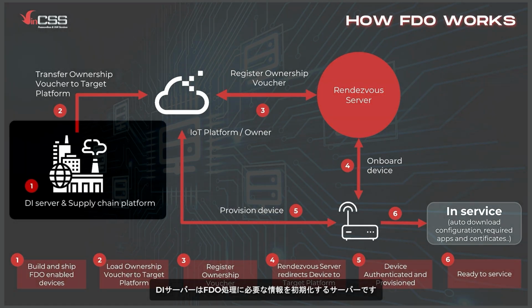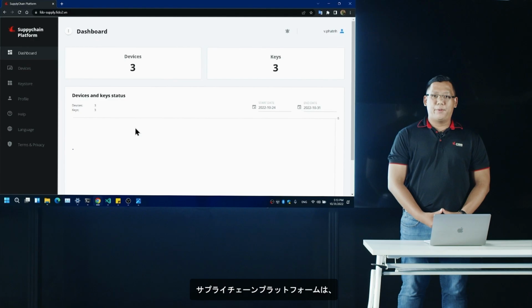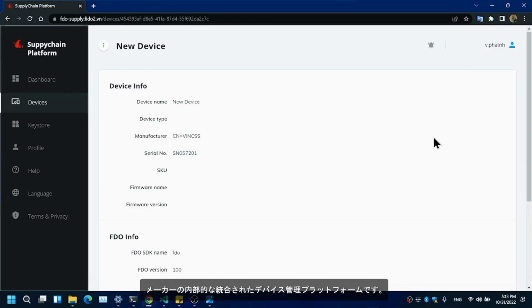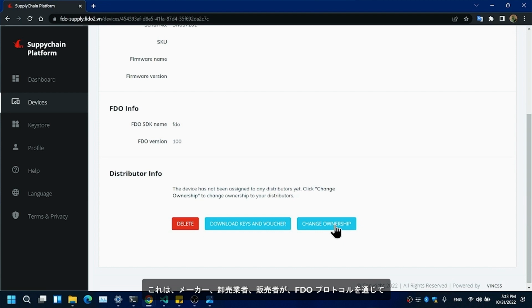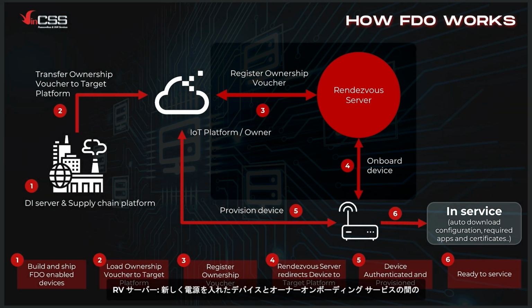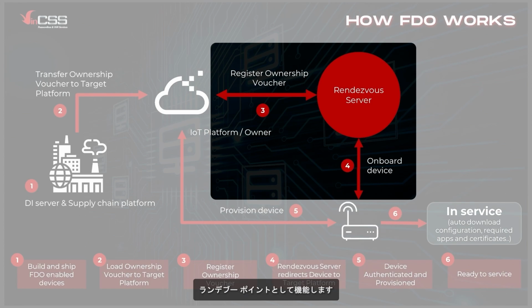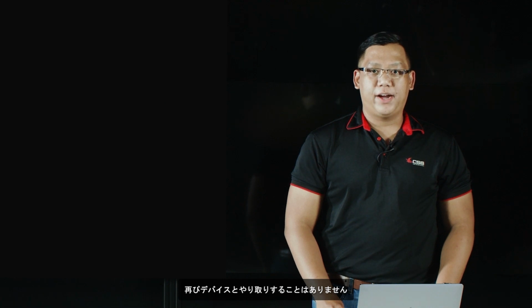DI server is a server which initializes necessary information for the FDO process. Supply chain platform is an internally built-in device management platform for manufacturers. It is a web user interface for manufacturers, distributors, and sellers to manage devices which are initialized via FDO protocol, store ownership vouchers, and extend such device ownership to other users. RV server acts as a rendezvous point between the newly powered on device and the owner onboarding service. Owner server transfers the control of the device to the owner managers and never interacts with the device again.